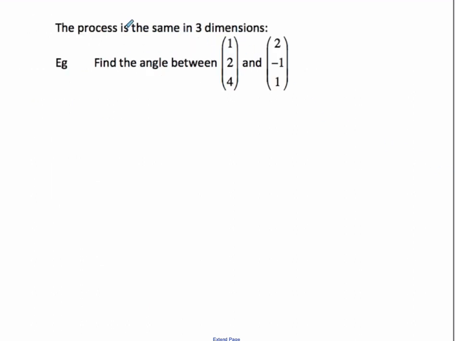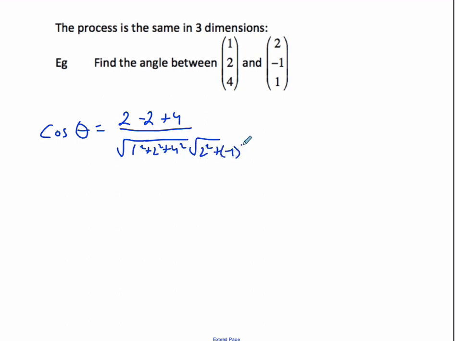Okay, the next example, we're going to find the angle between two vectors in 3D. Okay, so we're going to have cosine theta equals, and I'll do the dot product on the top, is 2 minus 2 plus 4. And we're going to have root 1 squared plus 2 squared plus 4 squared, root 2 squared plus -1 squared plus 1 squared. And that's going to give me 4 over root 21, root 4 plus 2 is 6.